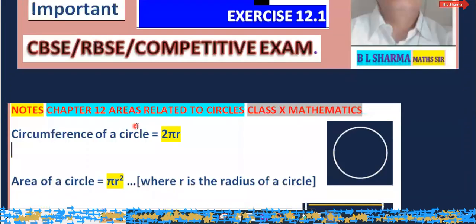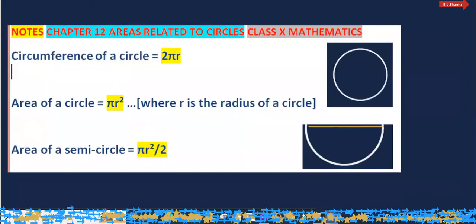So, see here. First of all, we come to the circumference of a circle. I know that you all know the circumference of the circle. Still, we have to revise it. Circumference of a circle is actually the perimeter of the circle.